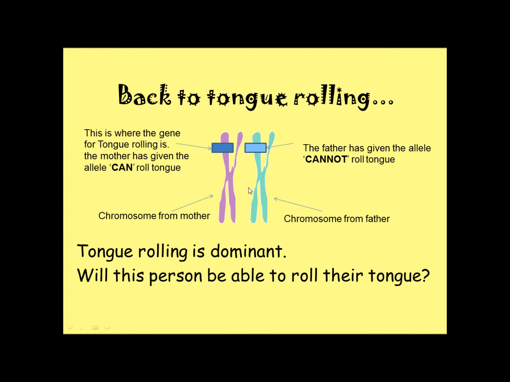So back to the tongue rolling. If this is where the gene for tongue rolling is, and the mother's given you can and the father's given you cannot, and for tongue rolling the can is dominant, will this person be able to roll their tongue? Have a think. And the answer, of course, is yes, they can, because they have 1 can roll their tongue allele.